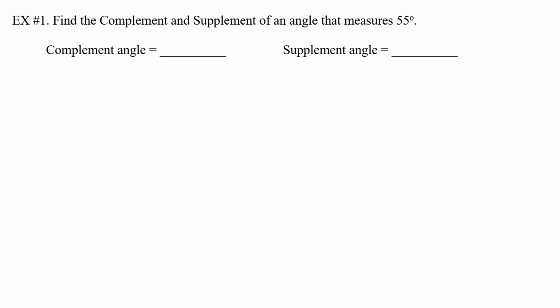All right, so let's find the complement and supplement of an angle that measures 55 degrees. If I'm looking at the complement, the quickest way to do that is simply go 90 minus 55, and that would equal 35, so we'll call that 35 degrees. For the supplement angle, we now just do 180 degrees minus 55 degrees. That's 125 degrees.